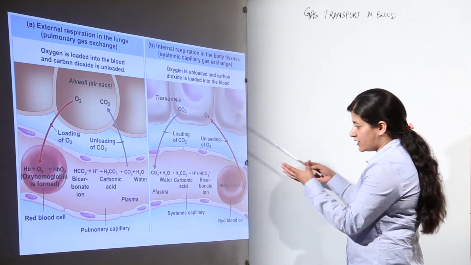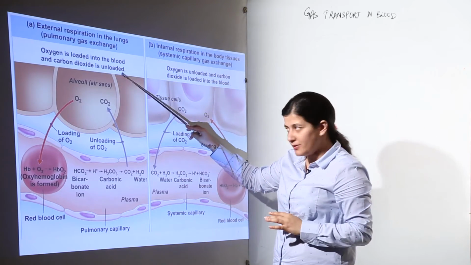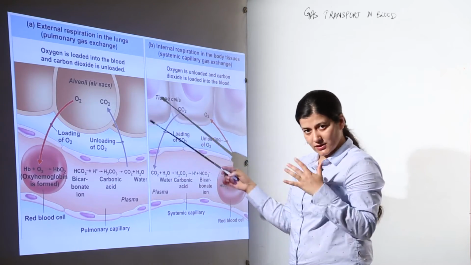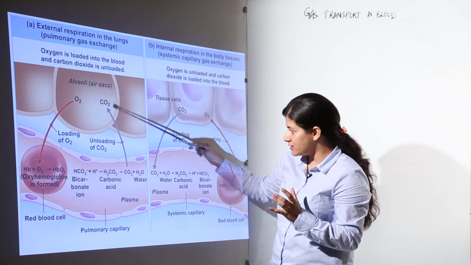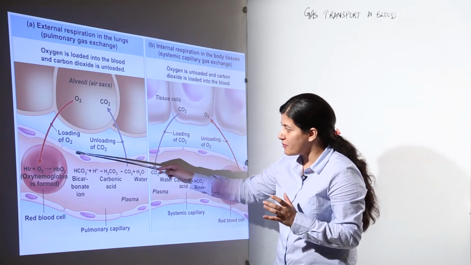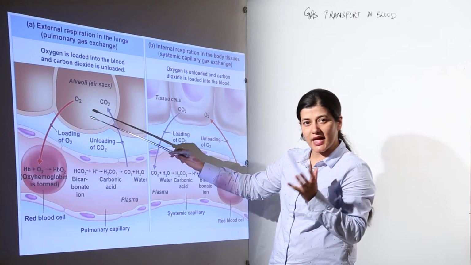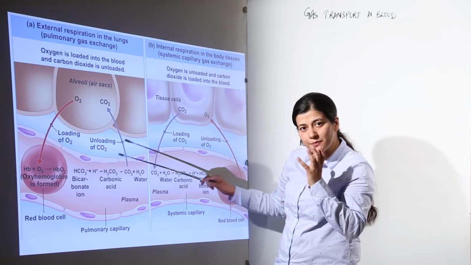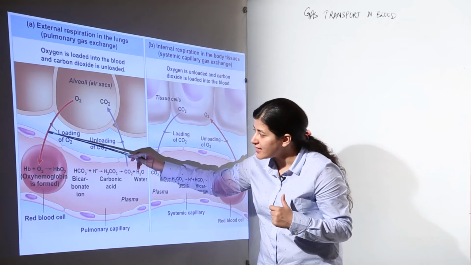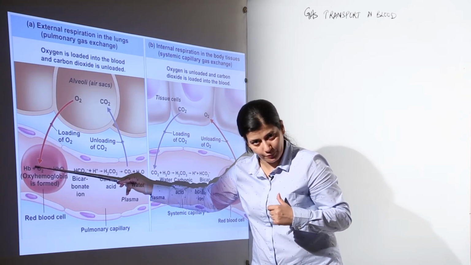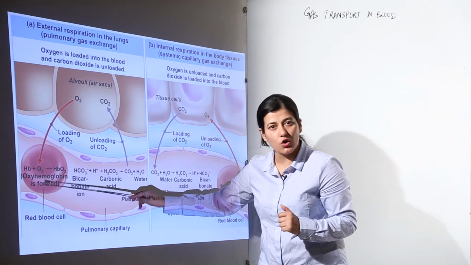Now let us see what the diagram is trying to represent. Oxygen is loaded into the blood and carbon dioxide is unloaded. That is what we talked about. These are the alveolar sacs. The alveoli has this basement membrane, and this is the capillary epithelium. So what happens is, because the air has lots of oxygen, according to the partial pressure difference, this oxygen diffuses and binds with hemoglobin of the RBCs, and it forms HbO2, that is oxyhemoglobin.